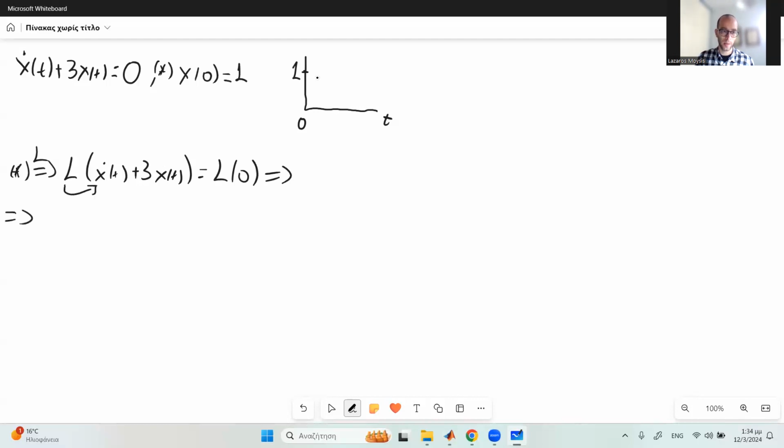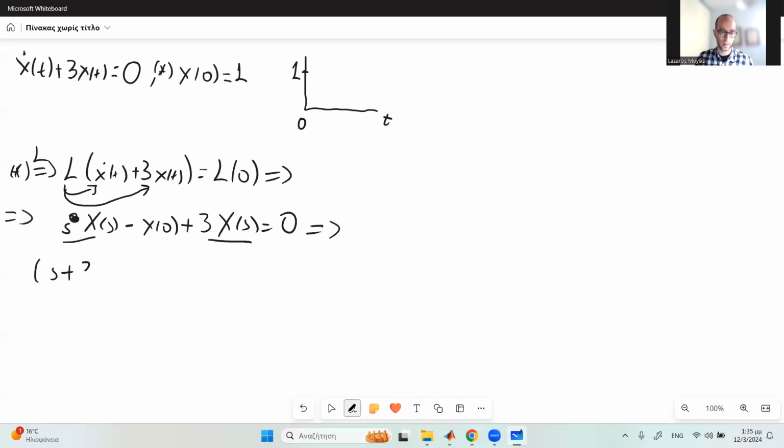Remember, the Laplace transform is linear, so it goes into each individual term in this summation. So it has s times x of s, which is the Laplace of the function under study, minus x0, nice, plus 3 times x of s. This equals 0, right? So now we are going to factor these two terms together. So let's see what happens. We have s plus 3 times x of s, and this is equal to 1. Let's put it on the right-hand side.